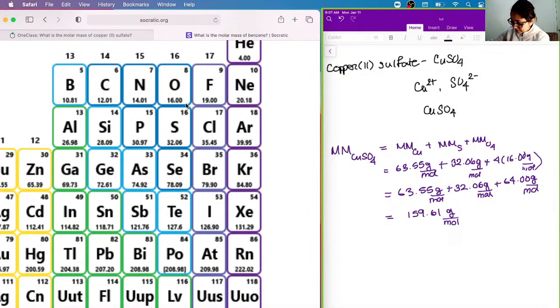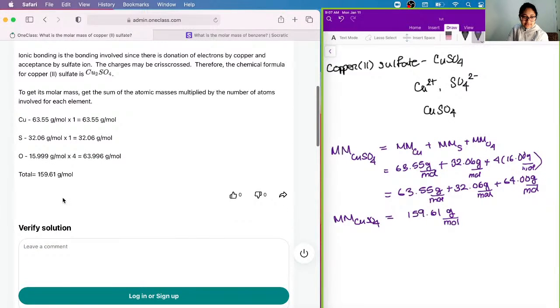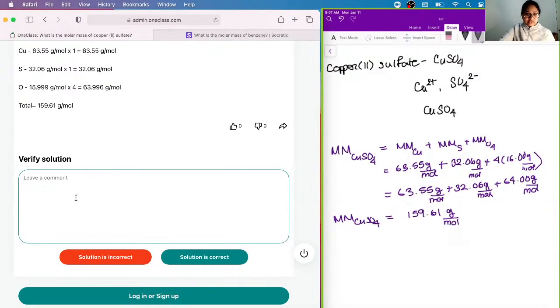Okay, so the molar mass of copper 2 sulfate is 159.61 grams per mole. And let's see, so yeah, this is what they've got. The solution is correct.